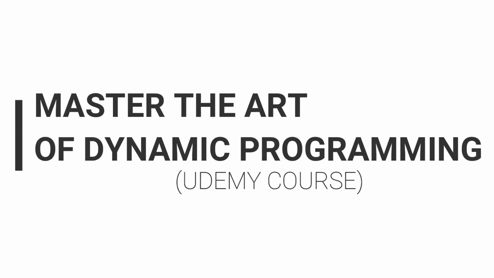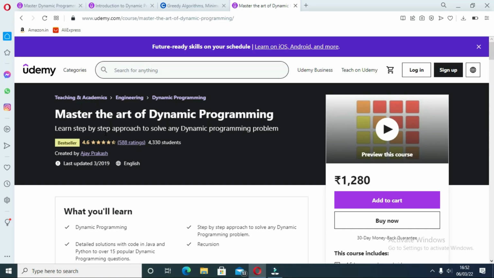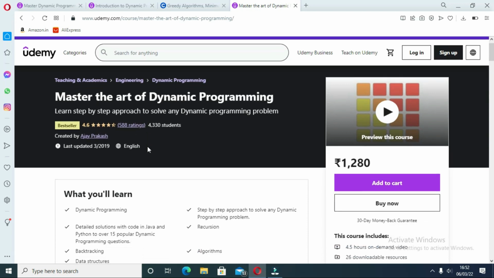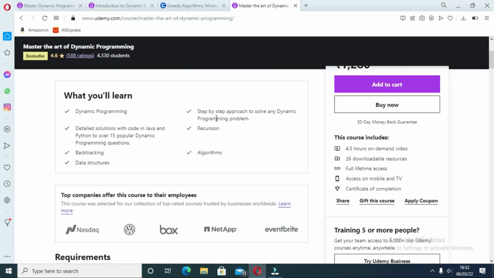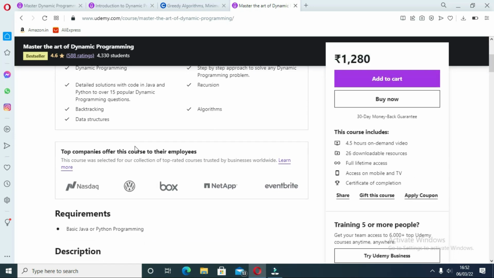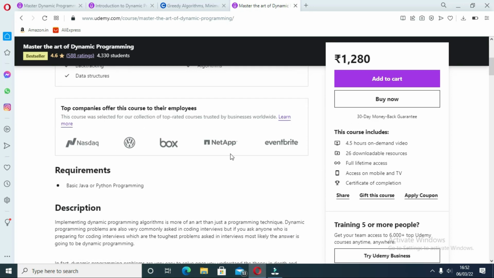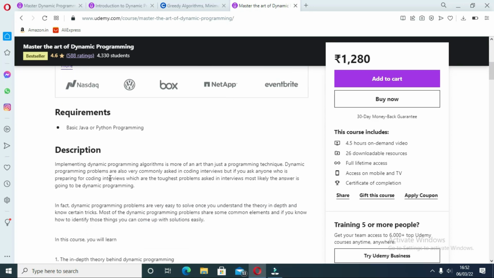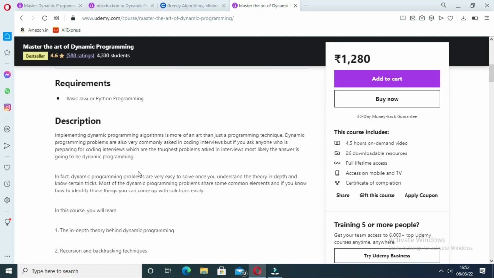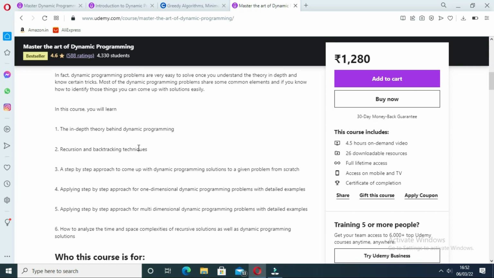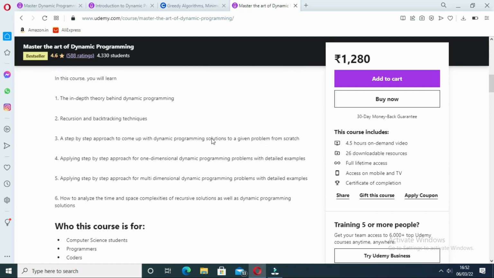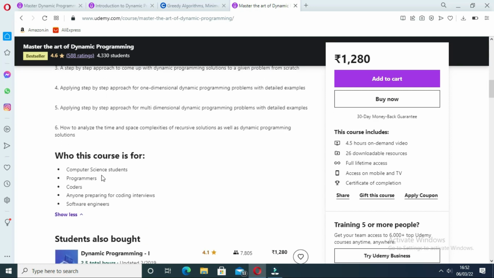The fourth course is Master the Art of Dynamic Programming by Udemy. This course covers problems like edit distance, regular expression matching, minimum deletion to make a string palindrome, and longest increasing subsequence. Most importantly, the way Ajay explains how to approach a dynamic programming problem from identification to formulation is great. He also divides the problems into two categories, one-dimensional dynamic programming problems and two-dimensional dynamic programming problems. The best thing is that he explains the solution in depth.